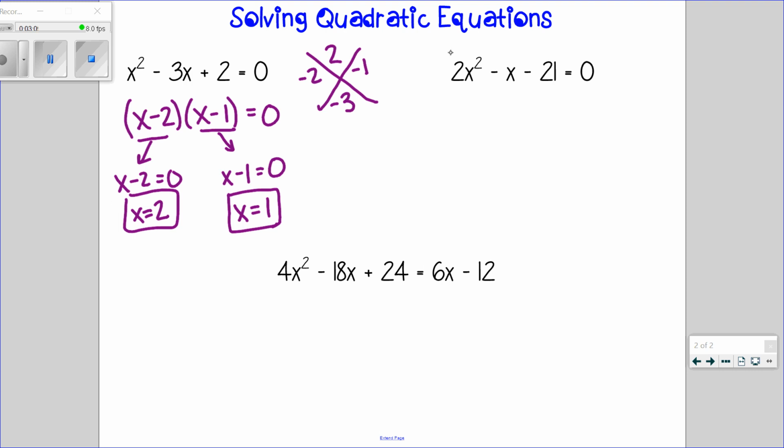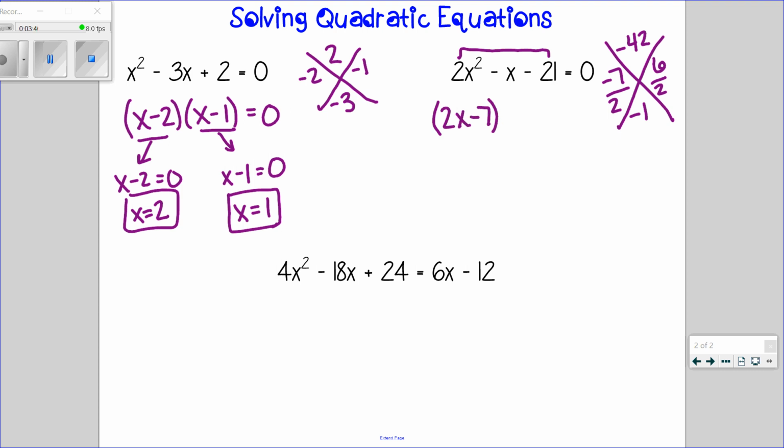Okay, now let's try one where our front number was not 1. So let's go ahead and do our diamond. We're going to multiply the 2 and the -21, which would be -42. And then down below we have a -1. So my side numbers on this one looks like they're going to be a -7 and a +6. So now we have to divide by our front number, so we have our 2 underneath both of those. -7 over 2 we can't simplify, so we'll just bottoms up and do 2x minus 7. 6 over 2 we can simplify to a +3, so we get x plus 3 is still equal to 0.